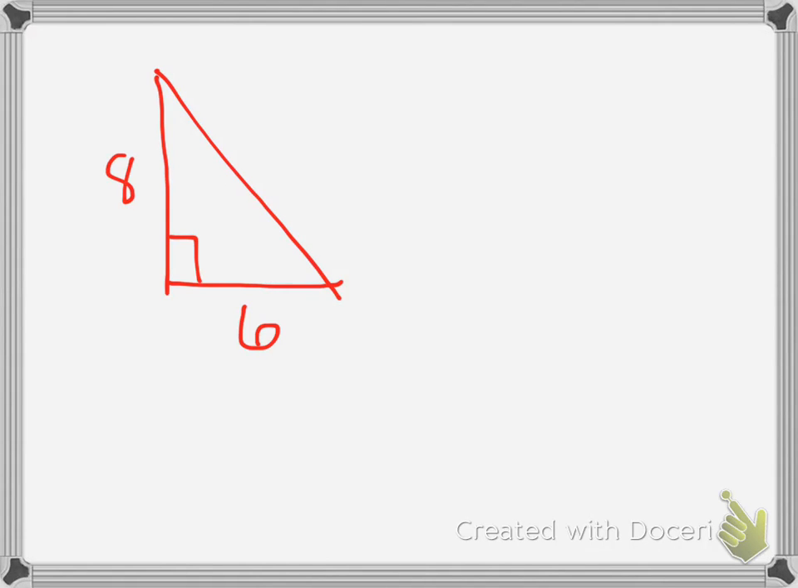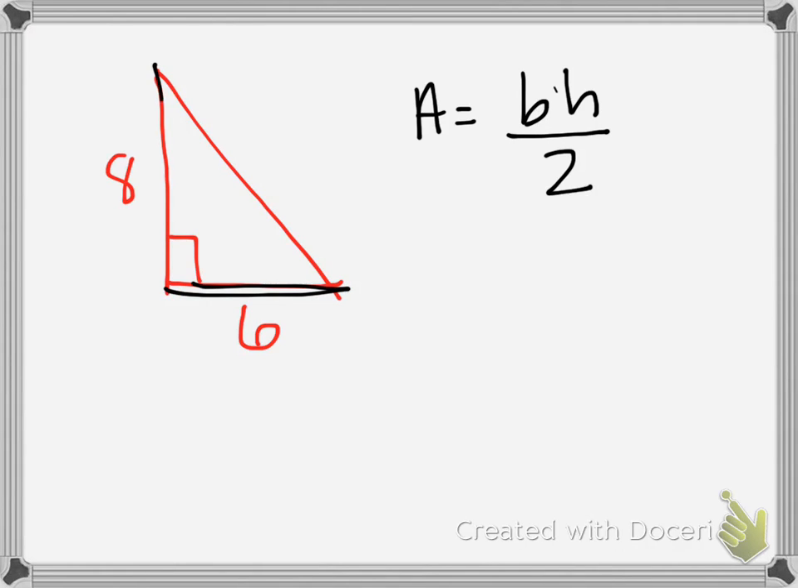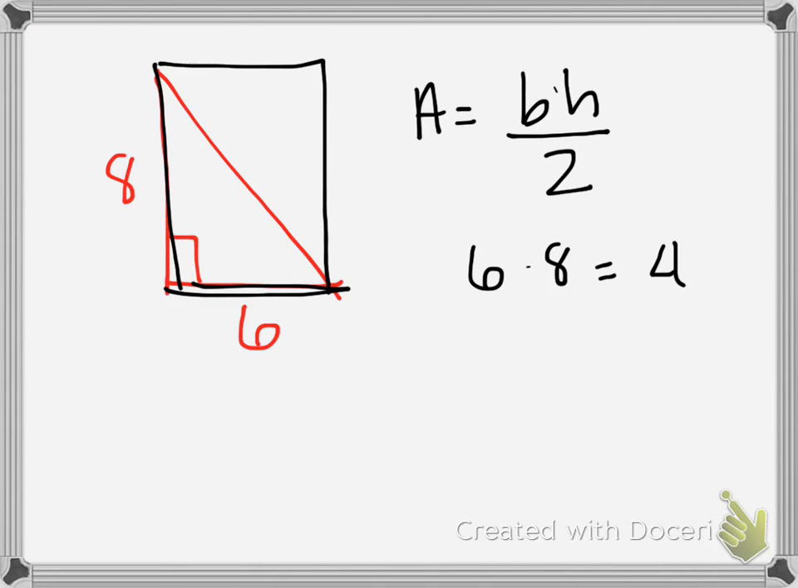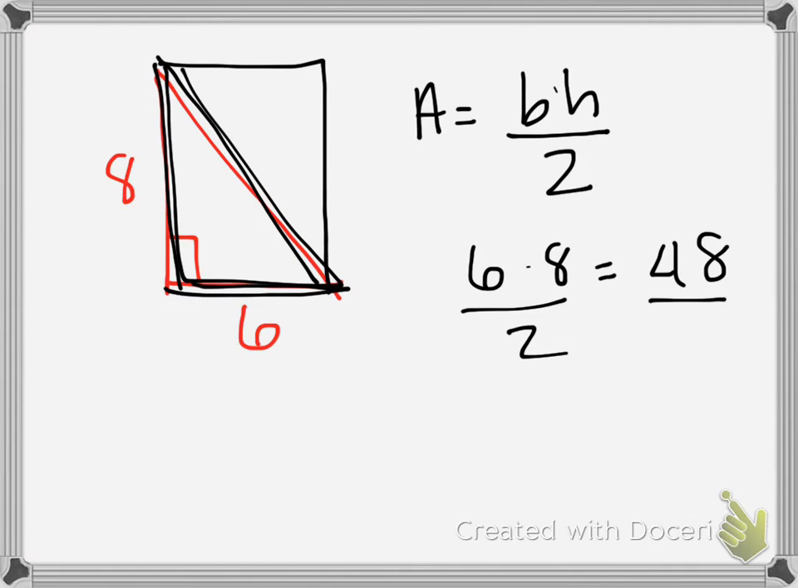our area. Because area equals, we're going to multiply the base times the height, and then we're going to take it and divide it by 2. Because if I multiply base times height, that would create a rectangle of that size. So 6 times 8 would give me 48. But then since I only want this half of the rectangle that makes the triangle, I'm going to divide that by 2.